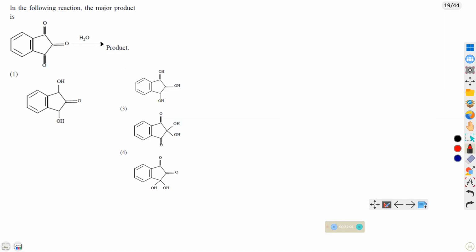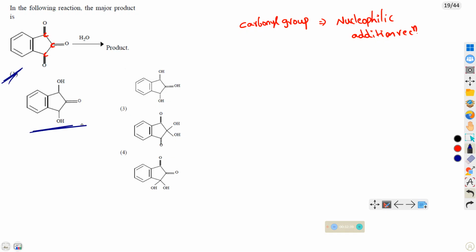In the following reaction, the major product is... Generally here carbonyl groups are involved. We know that carbonyl groups participate in nucleophilic addition reactions. See here, what is the major product? The major product is the first one. How is this the major product?